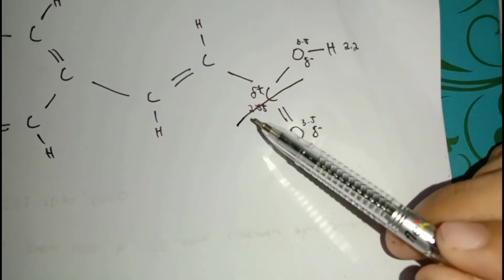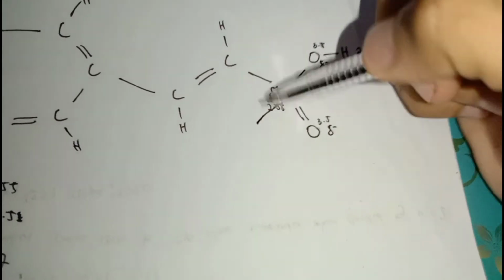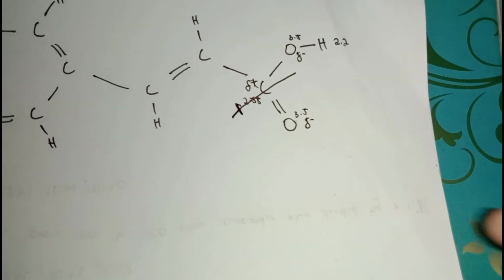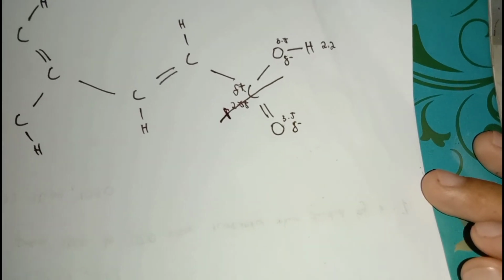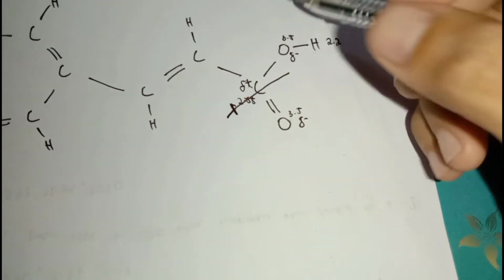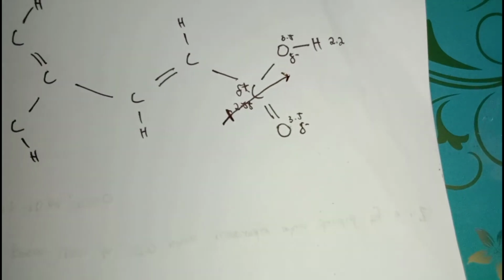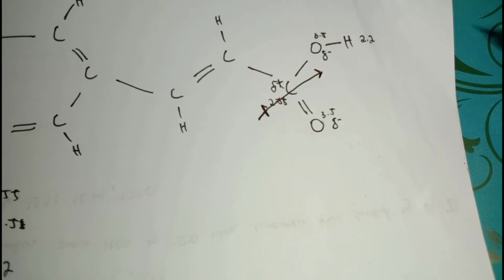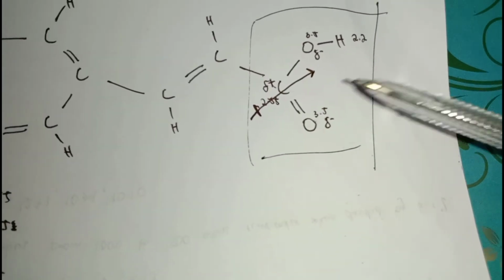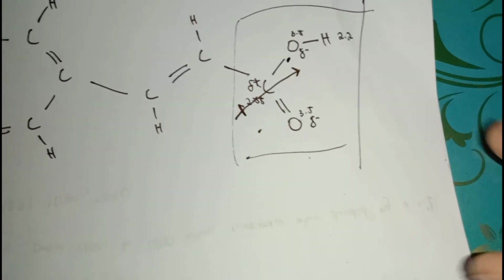Because this is a partial positive, this would be the head of the arrow, and because this is the partial negative, this would be the tail of the arrow. So in this functional group, the dipole moment of these atoms is this. You see the arrow.